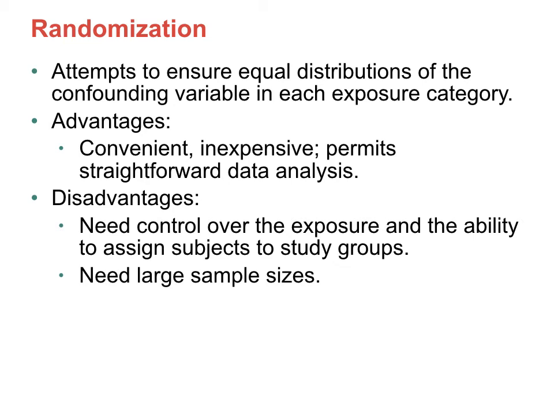With randomization, we're attempting to ensure equal distributions of the confounding variable in each exposure category. Advantages include that it's convenient, inexpensive, and it makes the analysis pretty straightforward. But the disadvantages are the need to control over the exposure and the ability to assign subjects to study groups. You also need a larger study sample to randomize.